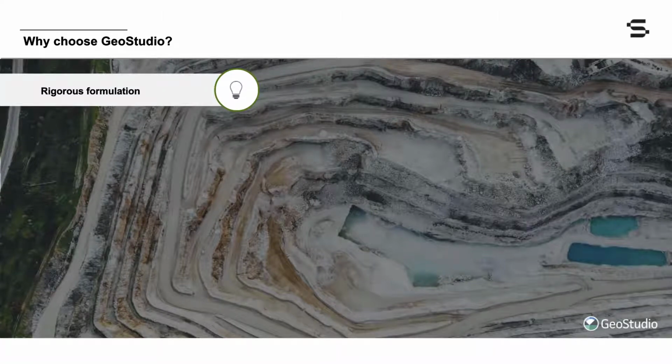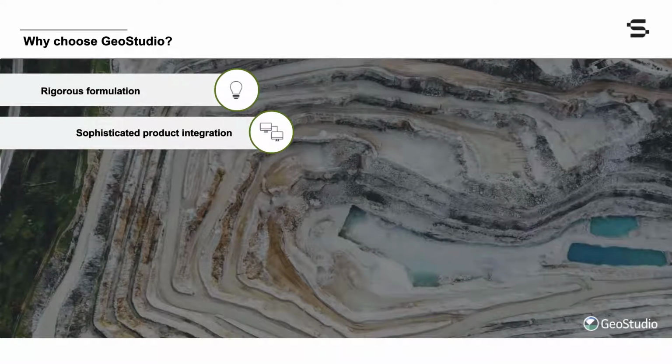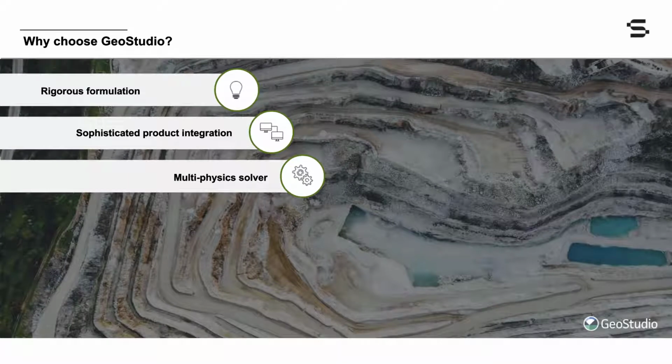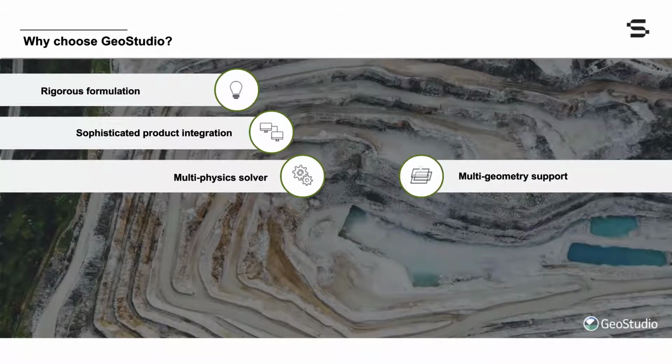GeoStudio products are integrated, meaning that you can use multiple analyses, multiple physics, and even multiple geometry in a single project file. This gives you the power to easily couple between analysis types and products, solving multiple physics on a single domain. Multiple geometries in a single project file also gives you the ability to review various geometries, such as analyzing the optimal slope angle for your pit slope.